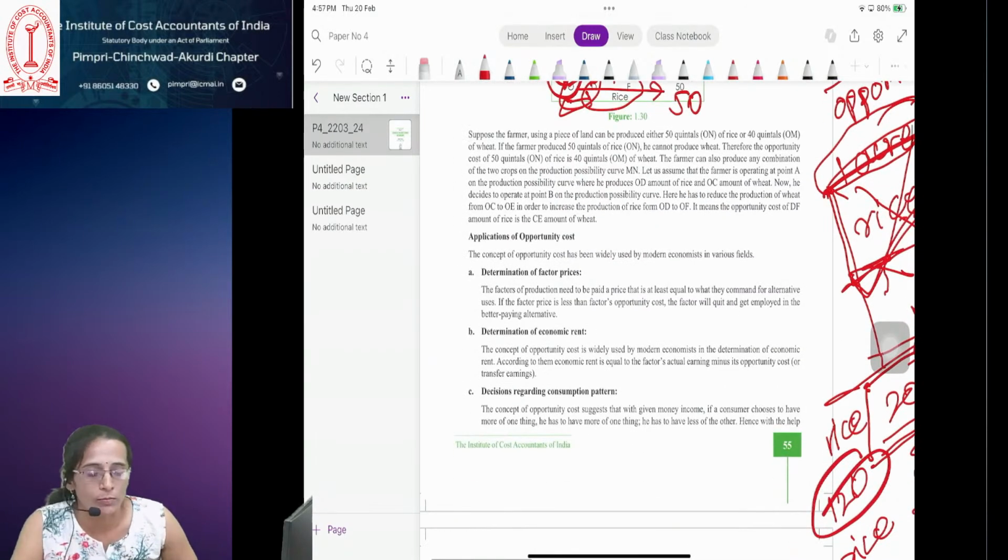What we saw in the combination is that if we increase rice, wheat production will decrease. If we increase the production of wheat, the production of rice will decrease. We saw it, right? Here he has to reduce the production of wheat from OC to OE in order to increase the production of rice from OD to OF. It means the opportunity cost of DF amount of rice is the CE amount of wheat.